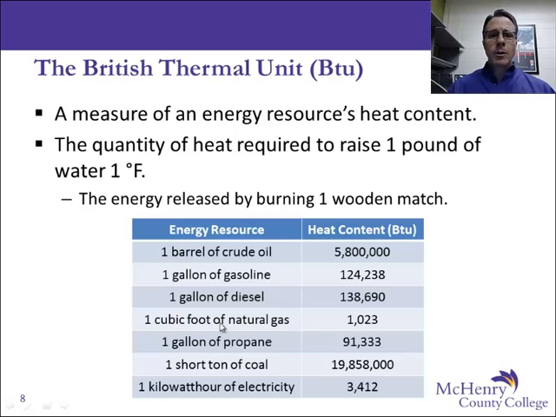Beneath that, we've got a cubic foot of natural gas, 1,023 BTU. 1 gallon of propane, 91,333 BTU. A short ton of coal, and before we get into the BTU, that short ton is the ton that's common in the United States, and that's 2,000 pounds.